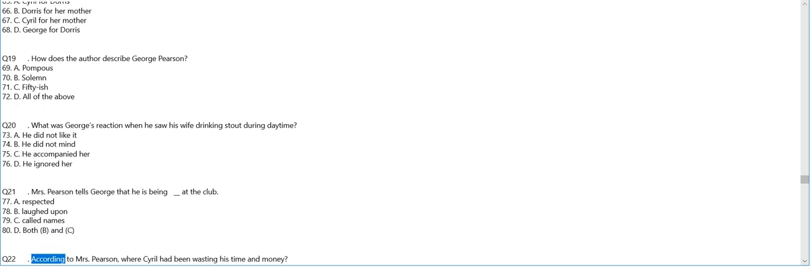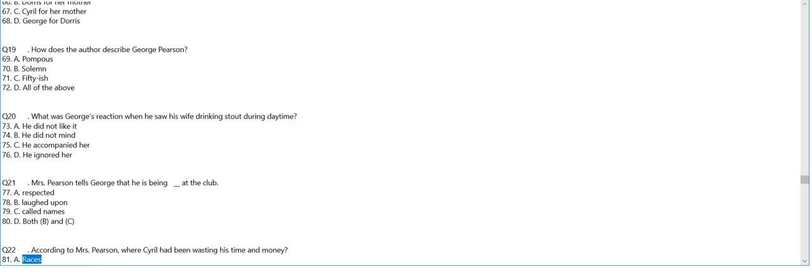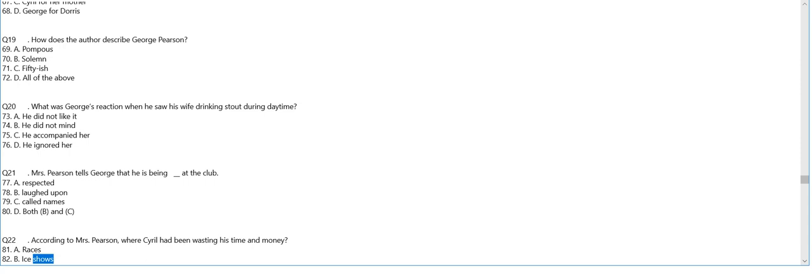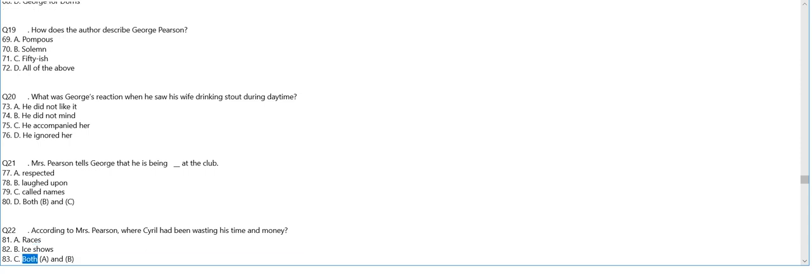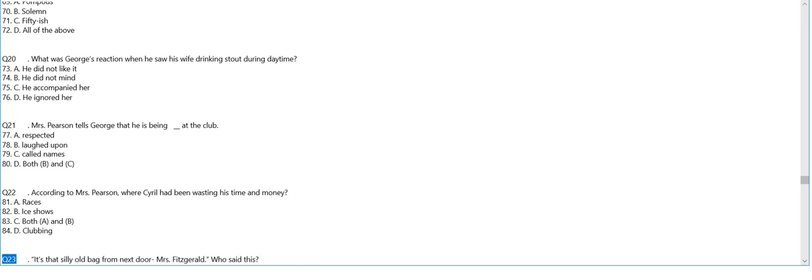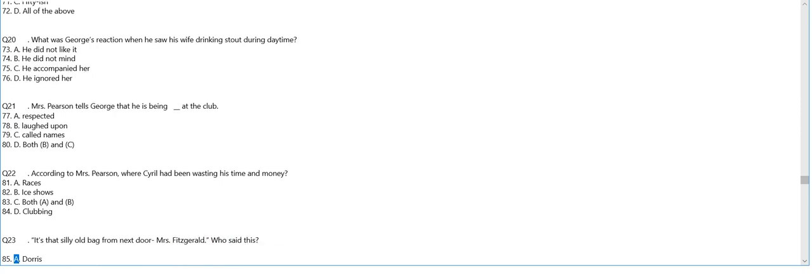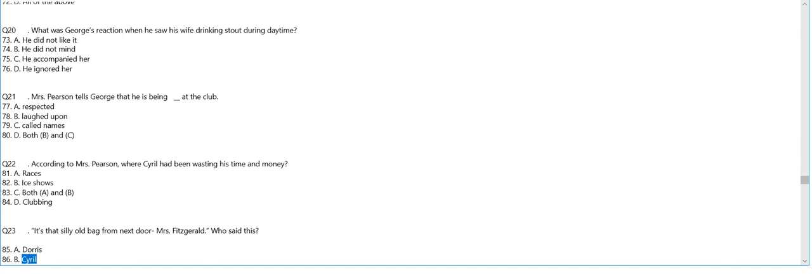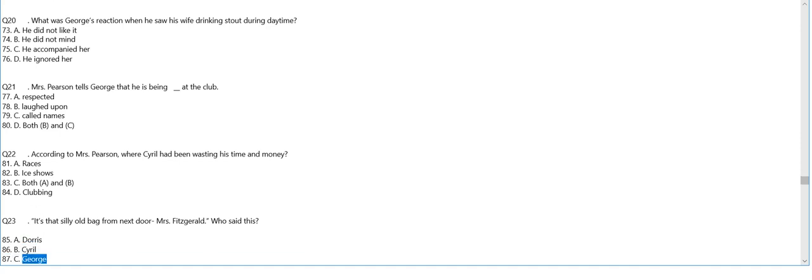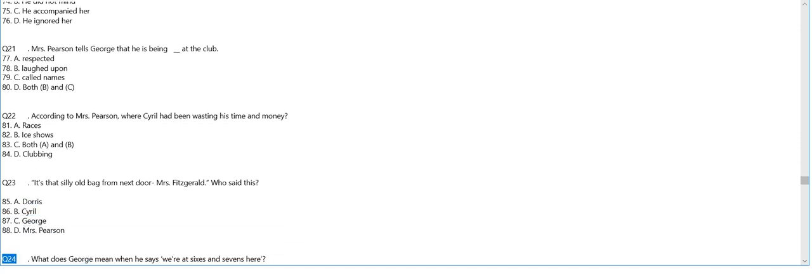Q22. According to Mrs. Pearson, where Cyril had been wasting his time and money. A. Races. B. Ice shows. C. Both A and B. D. Clubbing. Q23. It's that silly old bag from next door, Mrs. Fitzgerald. Who said this? A. Doris. B. Cyril. C. George. D. Mrs. Pearson. Q24. What does George mean when he says, we're at sixes and sevens here?